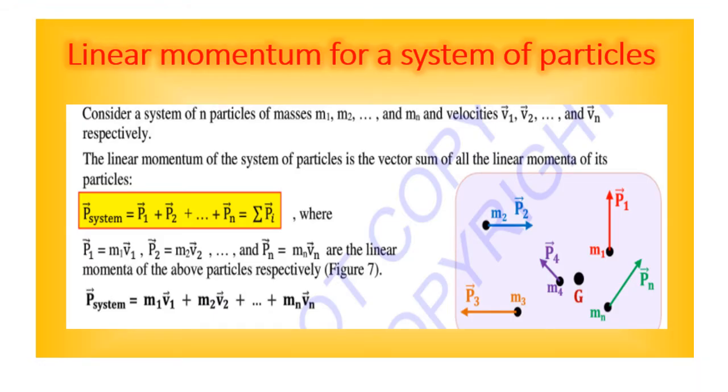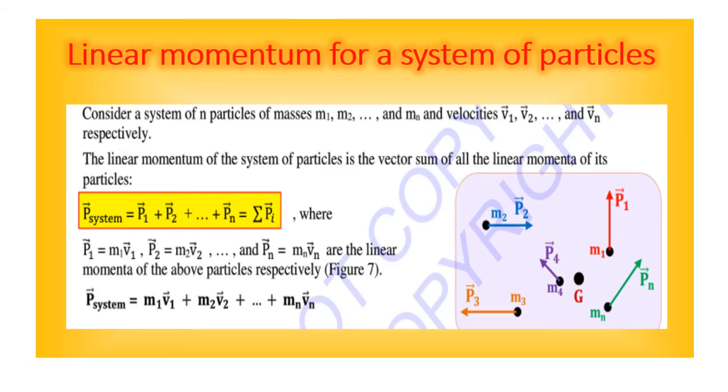Now, let us consider a system of particles. Consider a system of n particles of masses m1, m2, etc. and mn with velocities v1, v2, vn, etc. The linear momentum of the system of particles is simply the vector sum of all the linear momenta of its particles. That is, P system equals P1 plus P2 plus P3, etc.